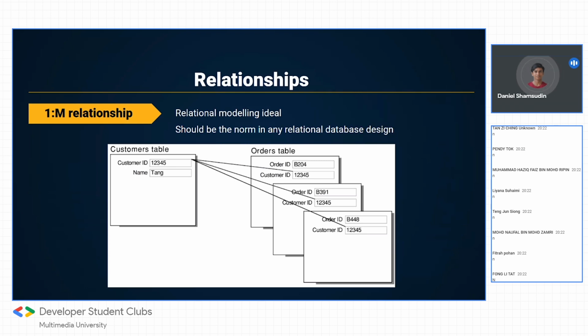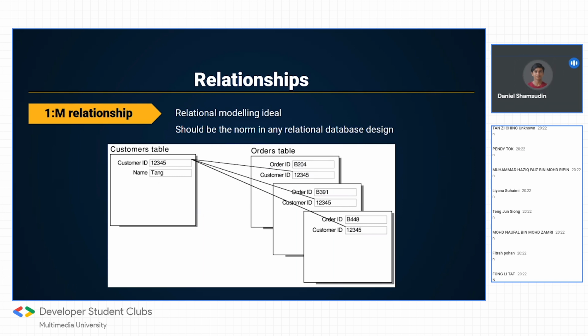If you are not clear, you can see based on the picture. We have one customer with one customer name, for example this guy named Tang. He made three orders. For example, this is item one, item two, and item three. So three orders with three different order IDs belong to one person. This is the meaning of a one to many relationship.